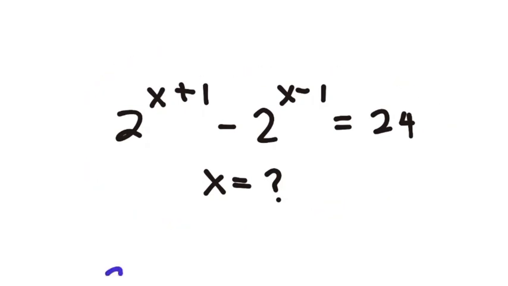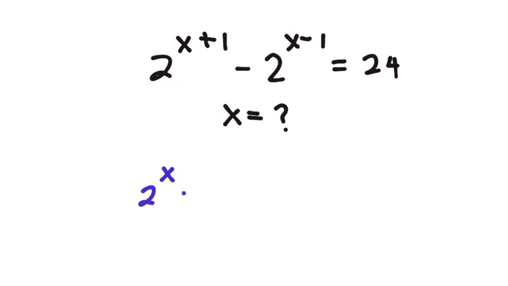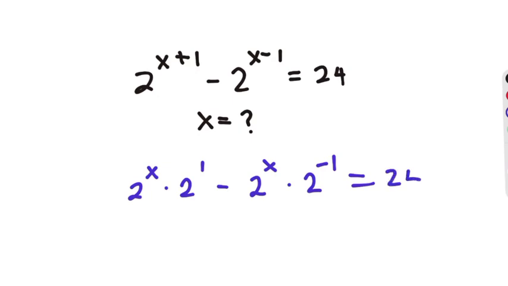So therefore we can have this to be 2 to the power of x multiplied by 2 to the power of 1 minus 2 to the power of x multiplied by 2 to the power of minus 1. Then everything equals 24. That is from the law of indices. We use this when you have a to the power of b plus c, so this will be a to the power of b multiplied by a to the power of c. That's the fact we use.